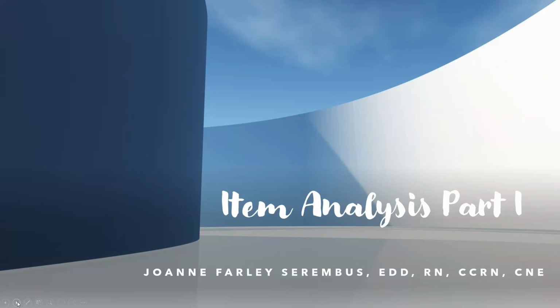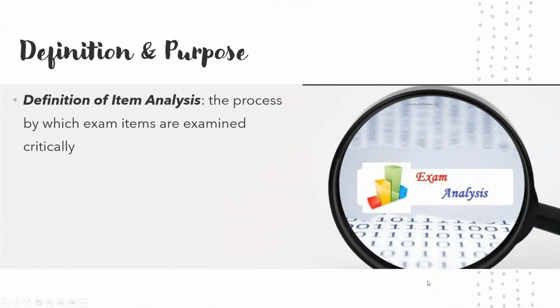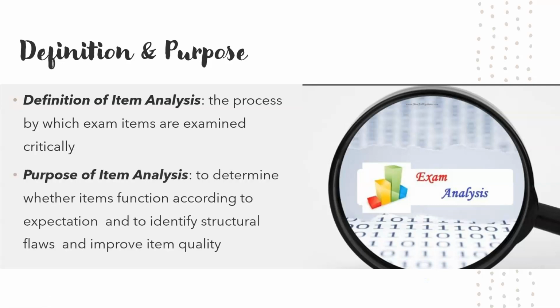This item is part 1 of test item analysis, and we will describe the different steps that you will be taking in an item analysis. And so first, let's talk about what an item analysis is. It's the process by which exams are examined critically. And then the purpose of it is to determine whether the items are functioning according to expectation and to identify structural flaws and improve the item quality.